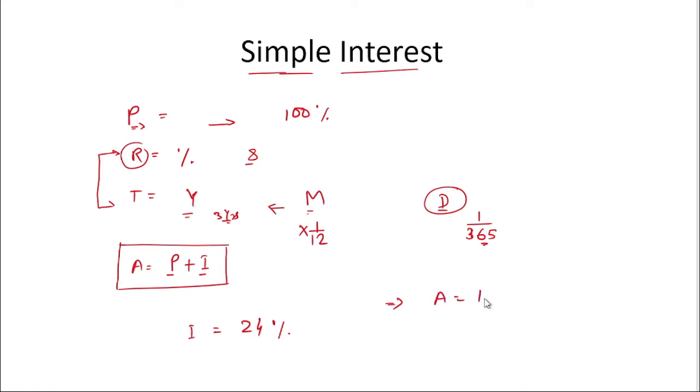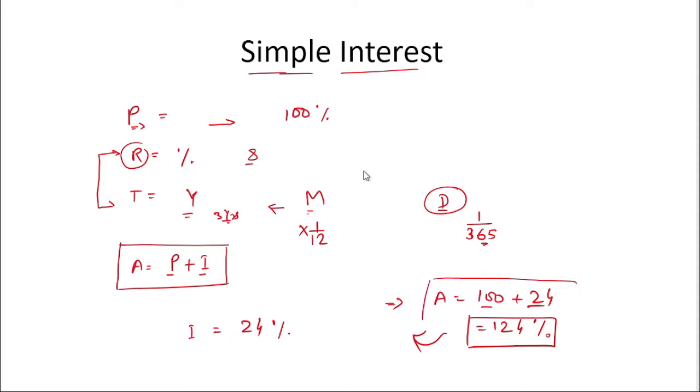So from here we can say that the amount will come 100% plus 24, that is 124%, the total amount to be returned to the lenders, that is principal plus interest. So friends, we will understand it by solving some questions of simple interest.